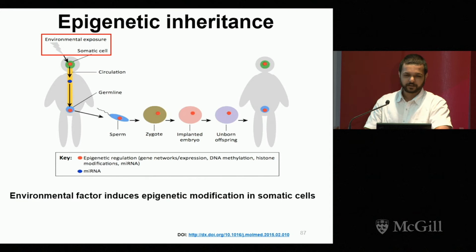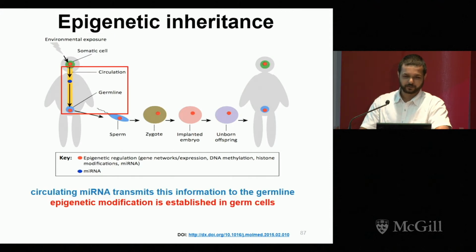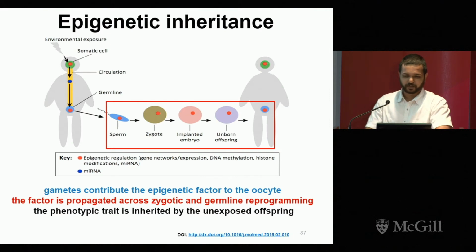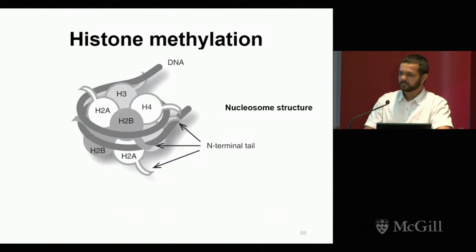So when a human is exposed to the environment, epigenetic modifications are induced in somatic cells. This information is then transmitted to the germline via circulating microRNAs. After that, this information is carried to oocytes and a phenotypic trait is inherited by an unexposed offspring. So we are basically studying histone methylation in our lab.